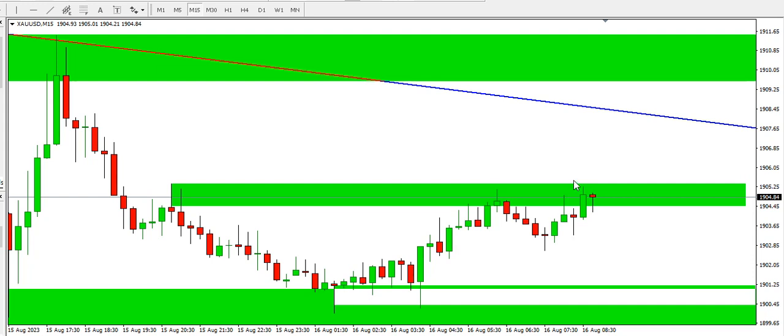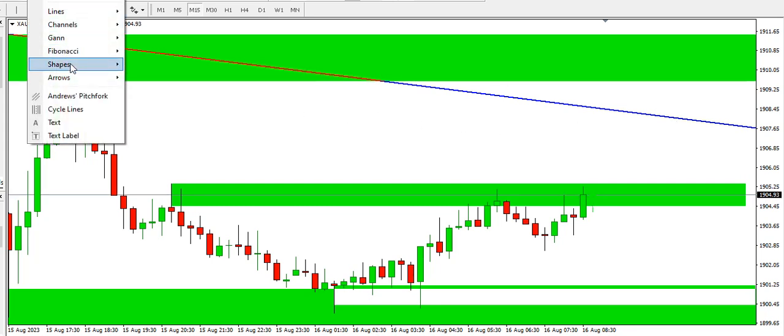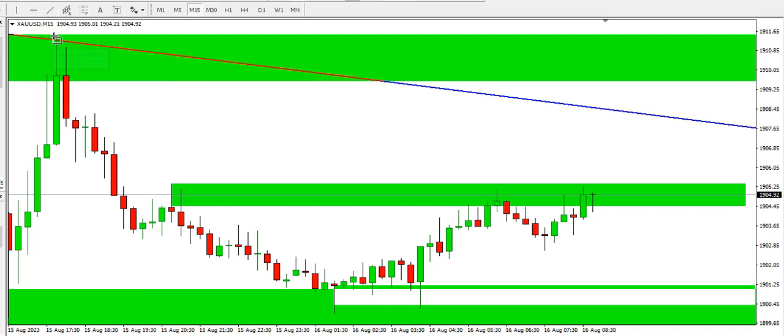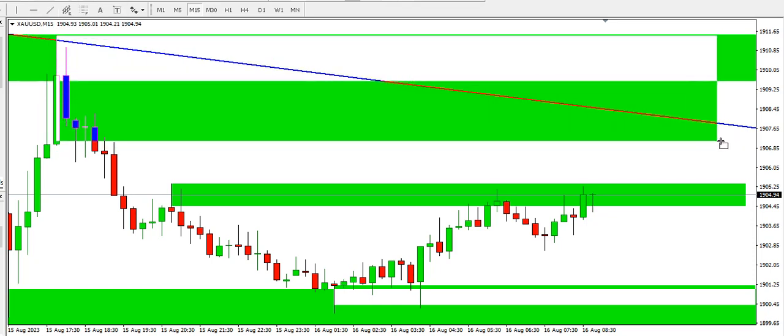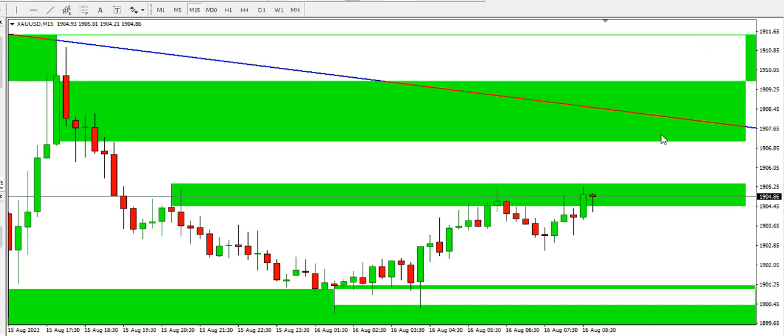A breakout of this range, if price breaks above, we have this descending trend line that might be like a resistance to price. And then we have this other block on the 15 minutes time frame that might serve as supply to price. Price could get to this other block, let's say around here, which is in confluence with the descending trend line. That's the 1908 level, and then start to drop.